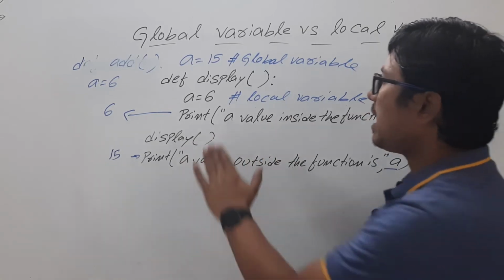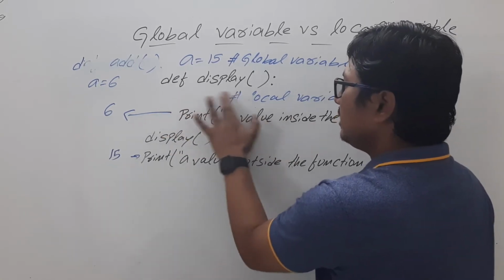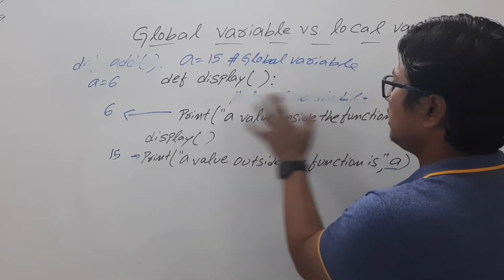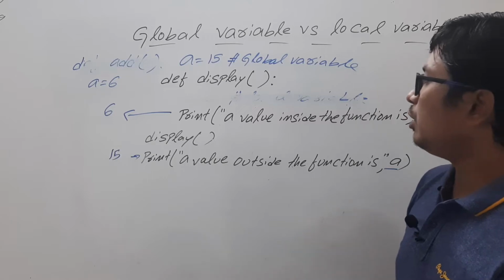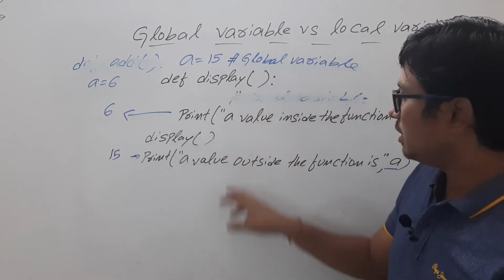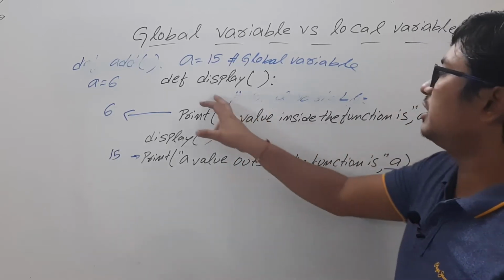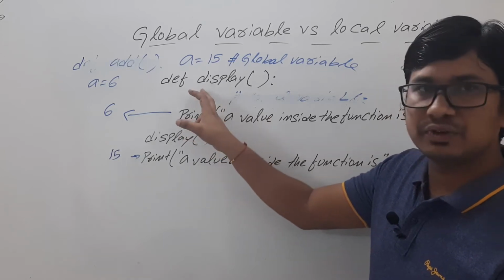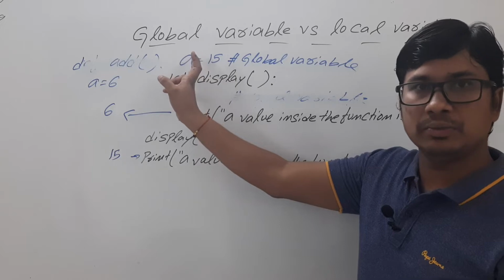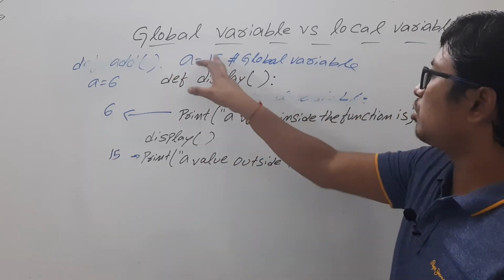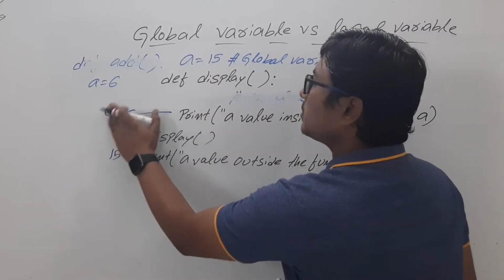Now let me erase this statement. If I erase this statement and write only one statement inside the display function, now what value will it print? Now look here, it will search for the a value. Is a there in this function? No, it is not there. Then it will go for the global variable. Is it clear? So as there is a global variable a, it will display 15.